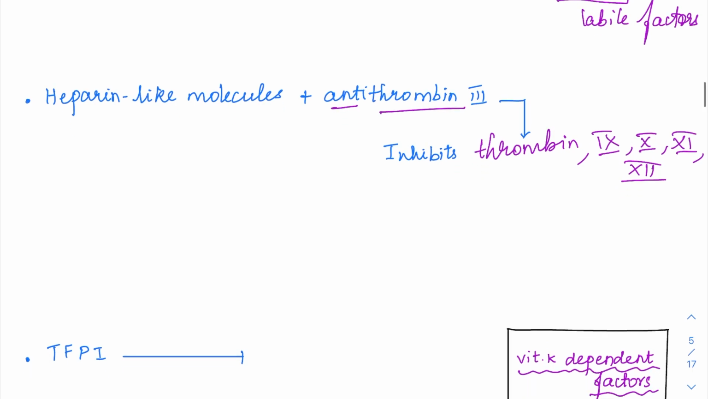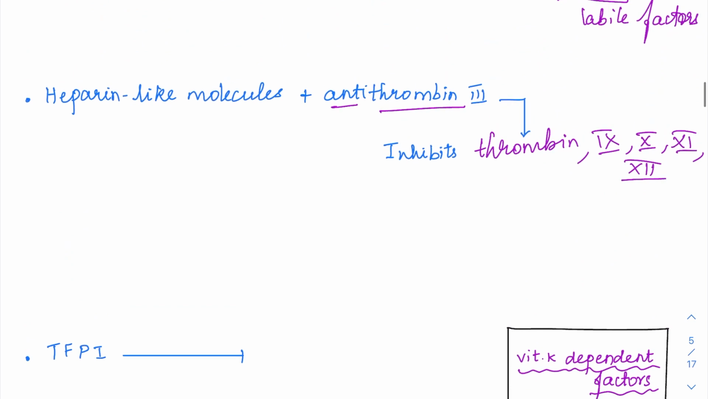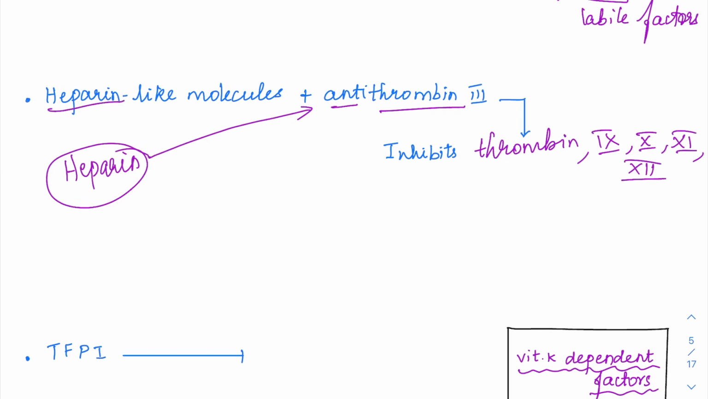So, whenever we are giving heparin treatment to patients, it is actually going to act upon this antithrombin 3. It is basically acting like a heparin-like molecule, so this name has actually come from this. Heparin acts on antithrombin 3 and causes the inhibition of thrombin and factors 9, 10, 11 and 12.